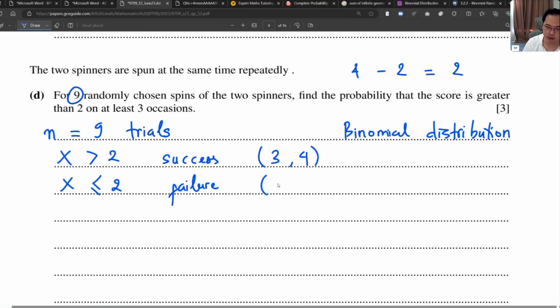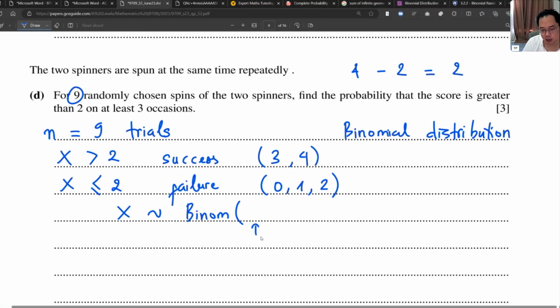and the failure is 0, meaning the two values of the spinners are the same, like 2 and 2, so the difference is 0. And value 1 is also a failure, value 2 is a failure. So this is a binomial distribution, and to solve this problem, we need to write the rule, a binomial distribution with the probability.